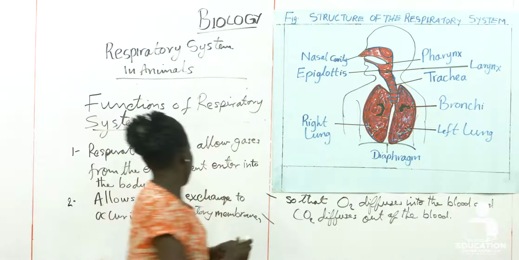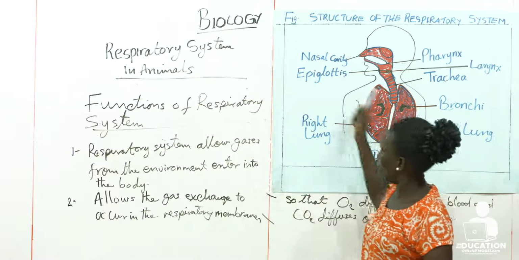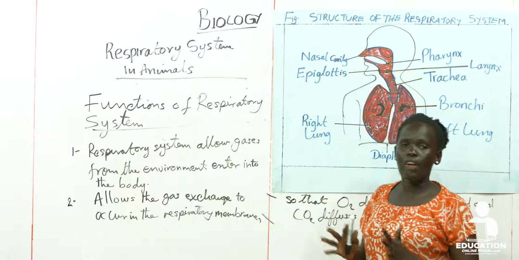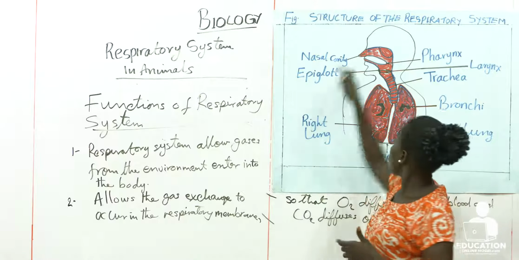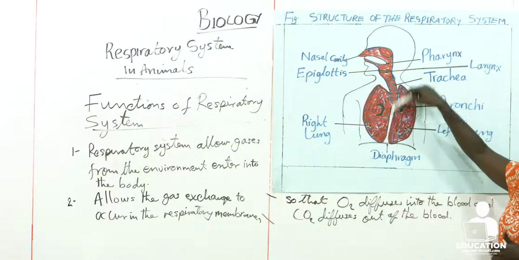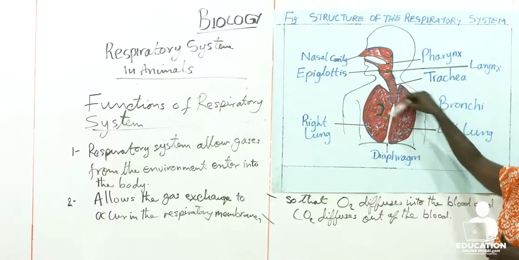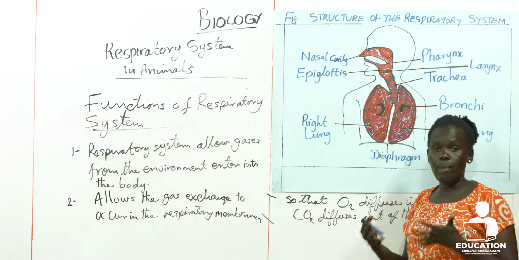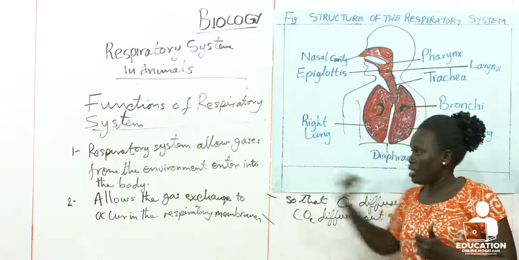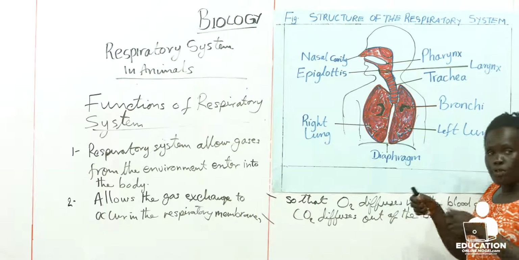So what do we mean by gas exchange? After the air is drawn in, it passes through a series of airways, through pharynx, trachea, bronchi, until it reaches the lungs. When it reaches the lungs here, this is where the gas exchange takes place. In this process, the oxygen diffuses into the blood.